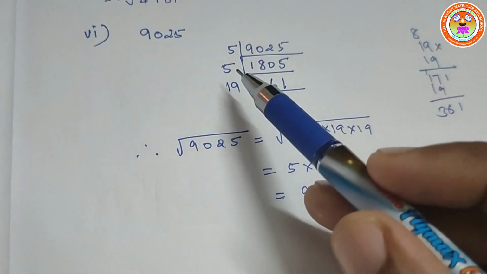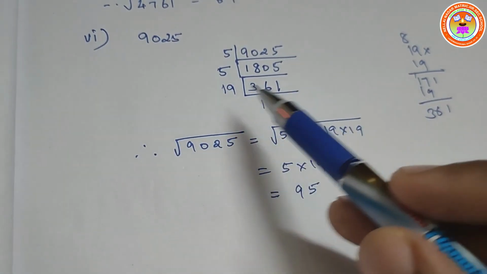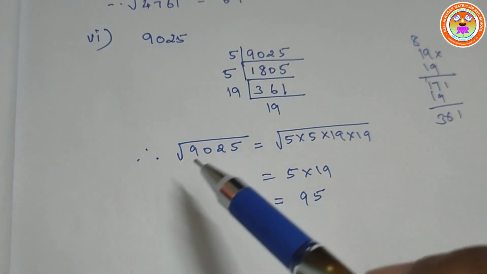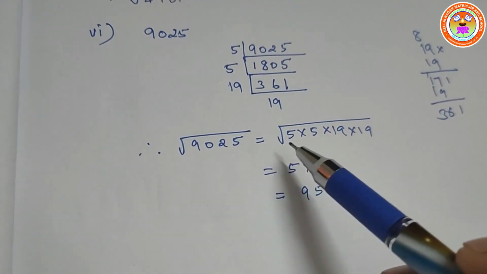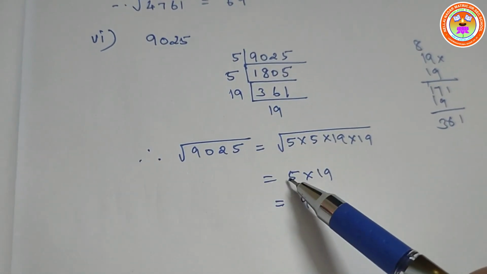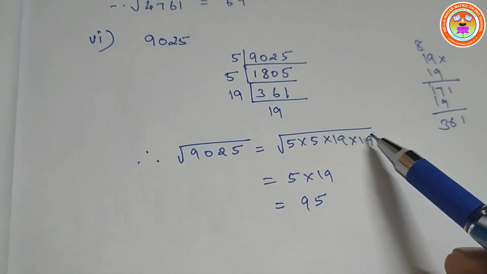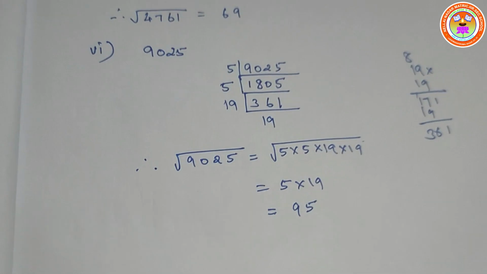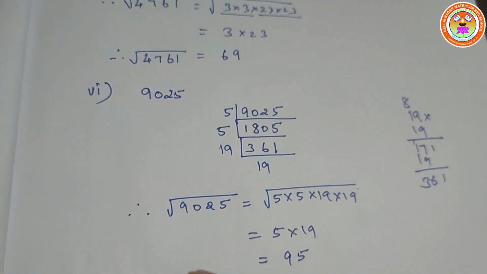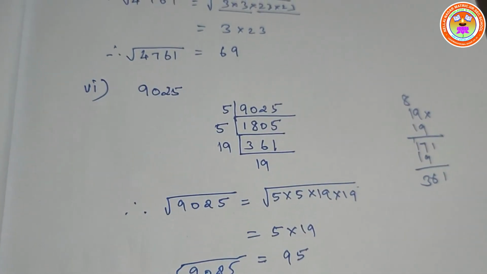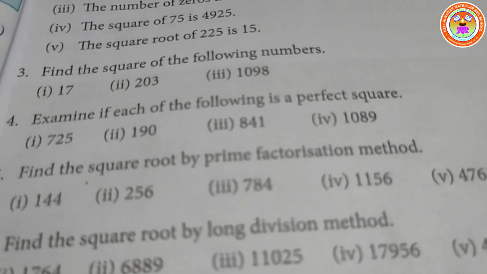1805. Again 5 tables, 361. 19 19s are 19 into 19, 361. So therefore the factors of 9025 is 5 into 5 into 19 into 19. For 2 5's we will take 1 5 outside. For 2 19's we will take 1 19 outside. 5 into 19, 95 is the answer. Therefore square root of 9025 is 95.